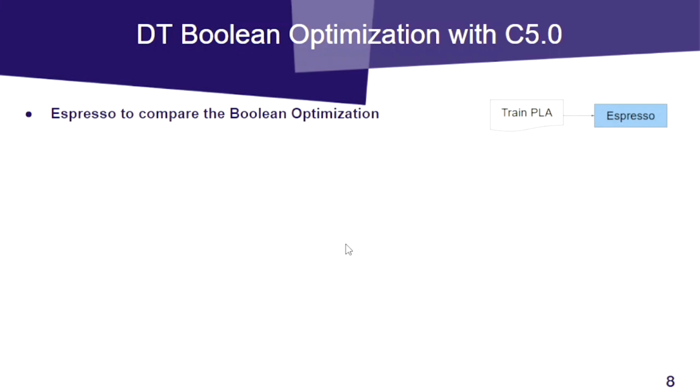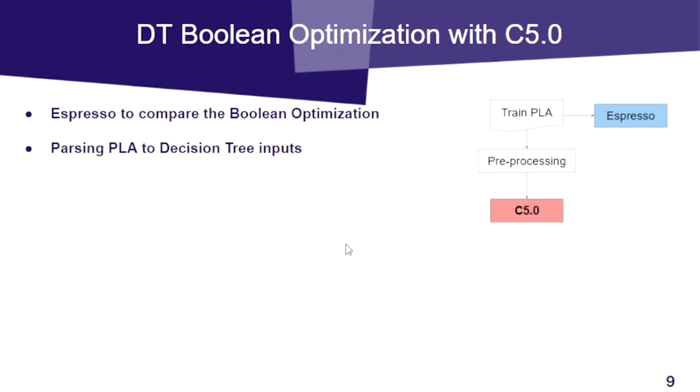First we ran Espresso for the 90 trained PLAs and then kept the results to compare at the end. Then we parse each PLA to decision tree inputs. That's because the tool we are using, C5.0, needs 3 different inputs to be able to run the learning process. With these inputs, we can generate the tree.